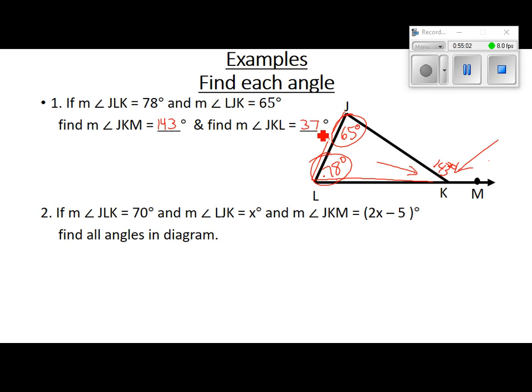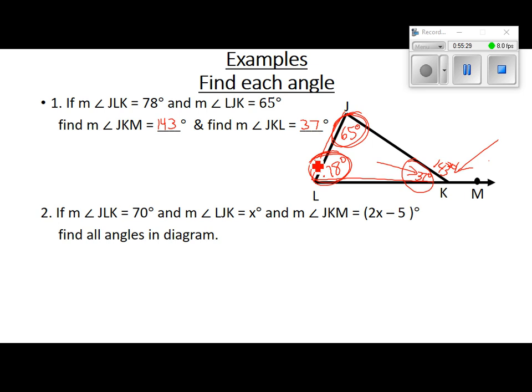So if this angle's 37, just to check, what should be true about these three angles that I have circled? They should add up to 180. Check them out and see if they add up to 180. They do. Yep.